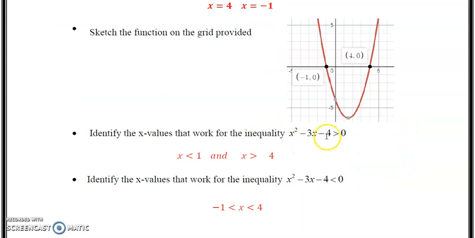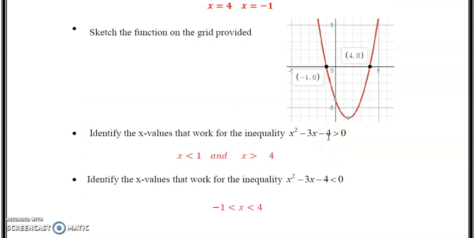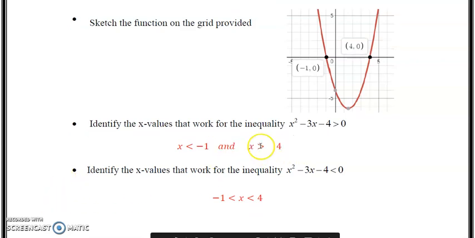So now let's switch this equation into an inequality. It says identify the x values that work for the inequality x squared minus 3x minus 4 greater than 0. So that's essentially above the x-axis here, which is interesting. The values that are going to satisfy this should be x less than negative 1, I'll fix that, I do apologize, and x greater than 4. Sorry, I just had to fix that. x less than negative 1, and x greater than 4, right?